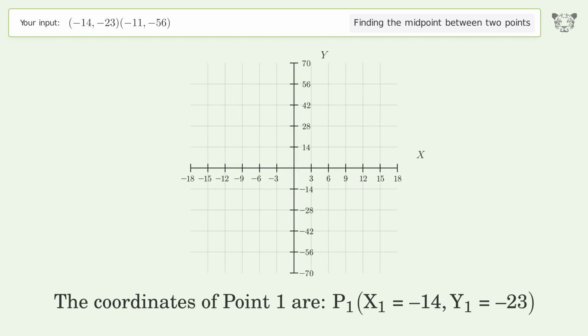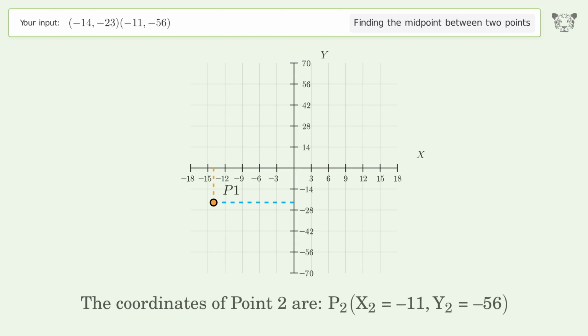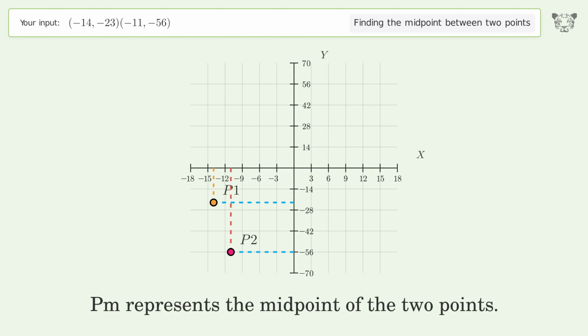The coordinates of point 1 are, x1 equals negative 14, y1 equals negative 23. The coordinates of point 2 are, x2 equals negative 11, y2 equals negative 56. PM represents the midpoint of the 2 points.